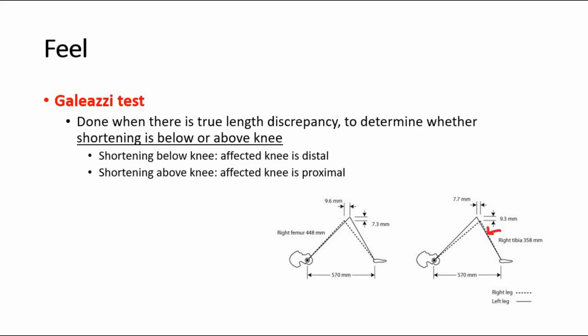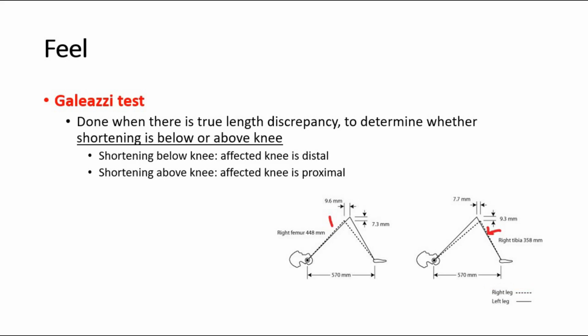Whereas if the shortening is above the knee, shown in this first picture here, the dotted lines, then it means the affected knee is proximal, so shortening above the knee. So these two pictures, the first picture, shortening is above the knee, whereas the second picture, shortening is below the knee. And the defective leg is the right leg.